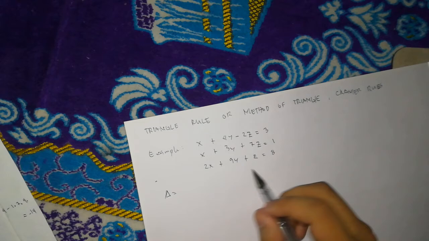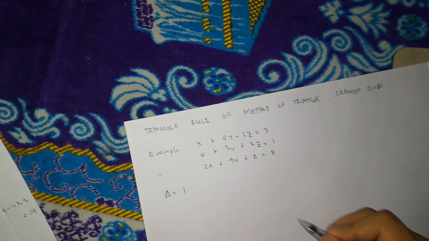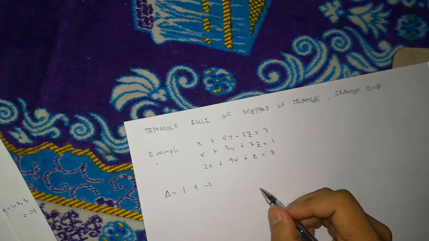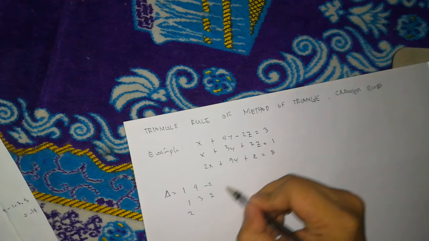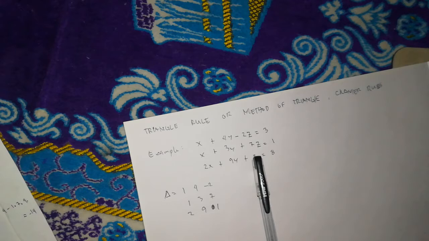So first, let us find the determinant. Determinant is x for 2. Just look for the coefficient, okay? So the coefficient of x is 1. Next is 4. Next one is negative 2. So may baba naman, is 1, 3, and 7. Next, 2, 9, oh, I mean, 1. Magkaiba na yung rule nila and the method or the solution for this. They are all different.